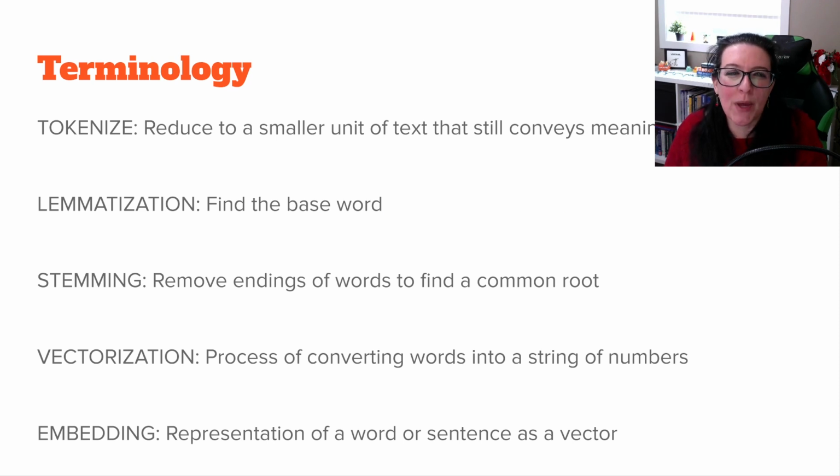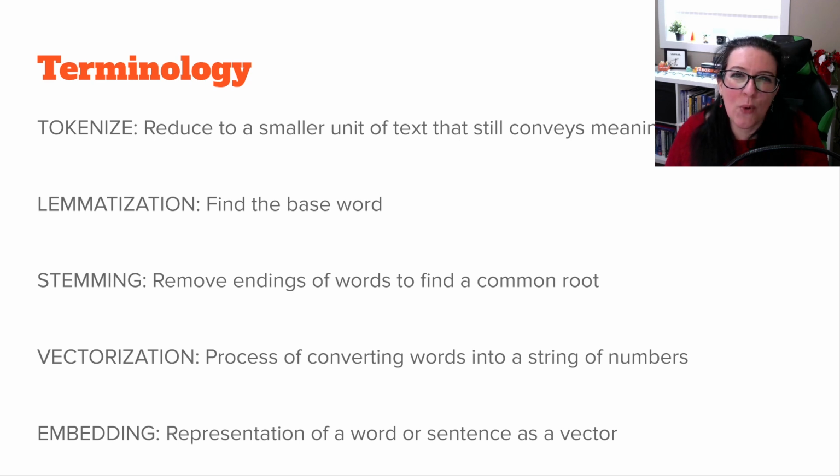So we need to tokenize our text. We're going to reduce our document or our open-ended questions into smaller units of text that still convey some type of meaning. Now, when you tokenize, there are different methods for reducing to smaller units of text. You can do lemmatization, where we find the base word. We can stem, where we remove the endings of words to find a common root. We can tokenize based on word, based on sentence.